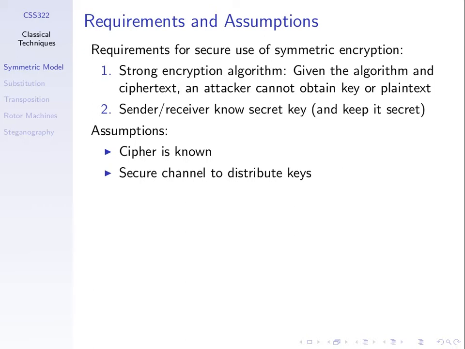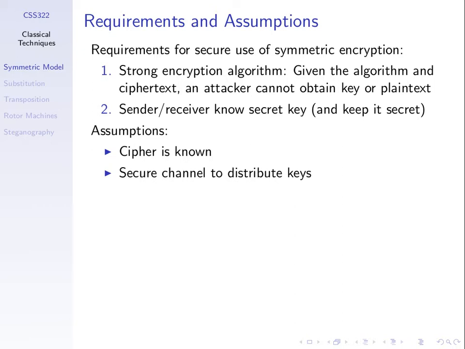And the other requirement we have is that both the sender and receiver know the secret key and keep it secret. If they tell someone else, it's no longer considered secret. In practice, we will assume that the cipher, that is the encryption and decryption algorithm, are public. Everyone knows the details of these algorithms, including the attacker. And we assume that the key is somehow securely distributed to the sender and receiver.